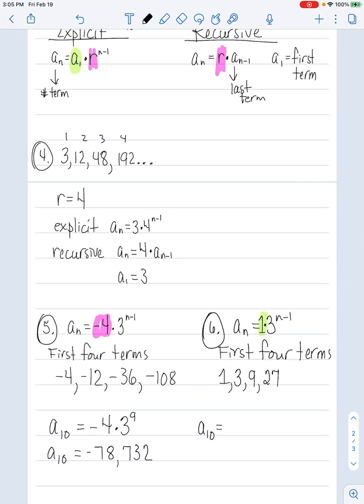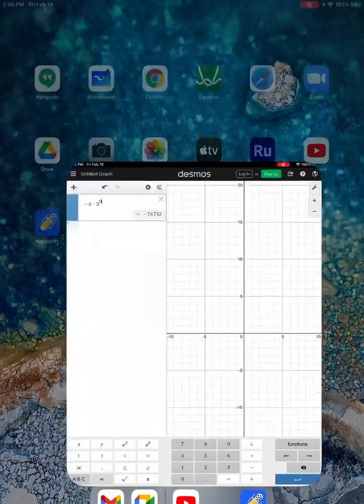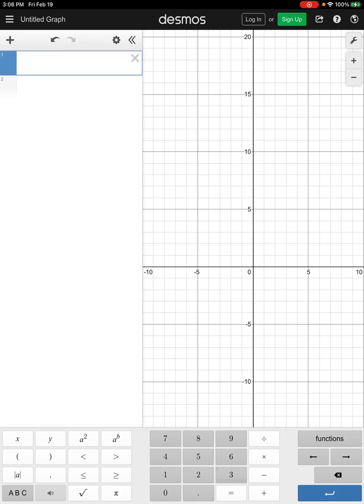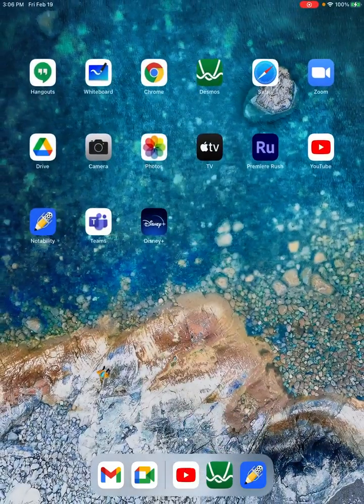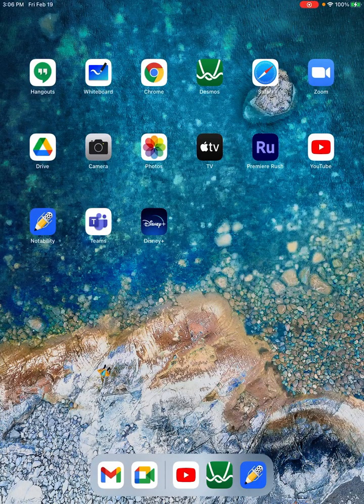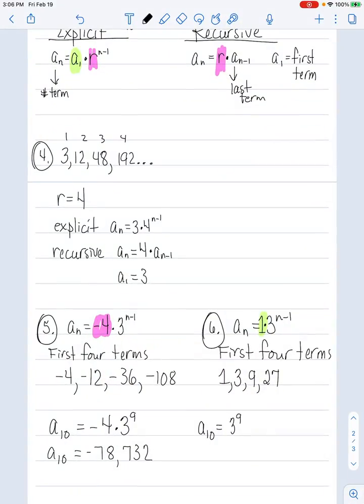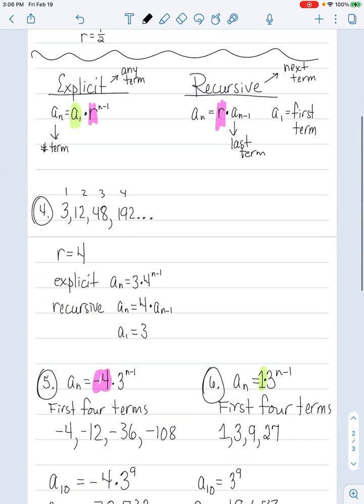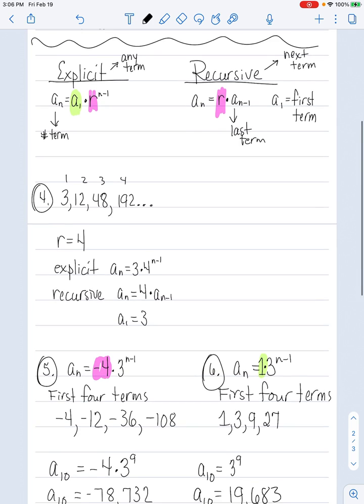So a sub 10 equals 3 to the n minus 1. Well, n is 10, so n minus 1 is 9. So I'll go over to my calculator, and I'm going to type in 3 raised to the 9th power, and I get 19,683. So it appears to me that these explicit formulas really are good for higher number terms.